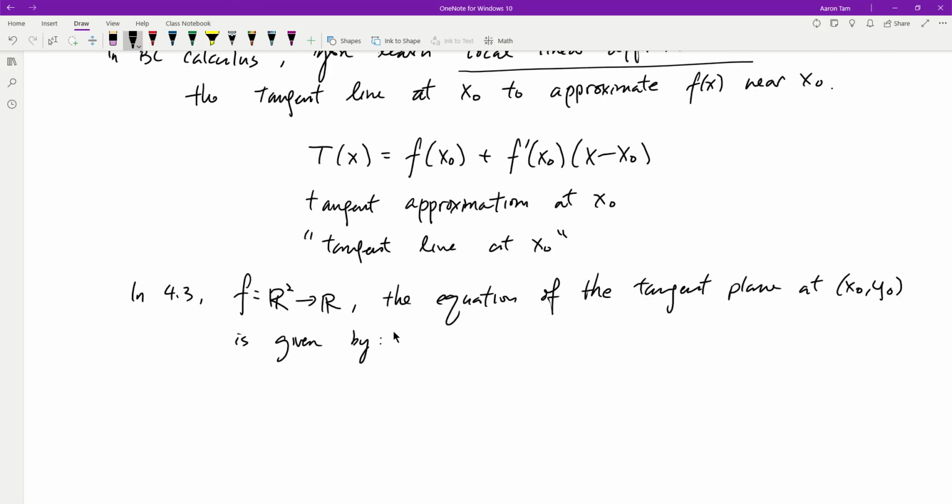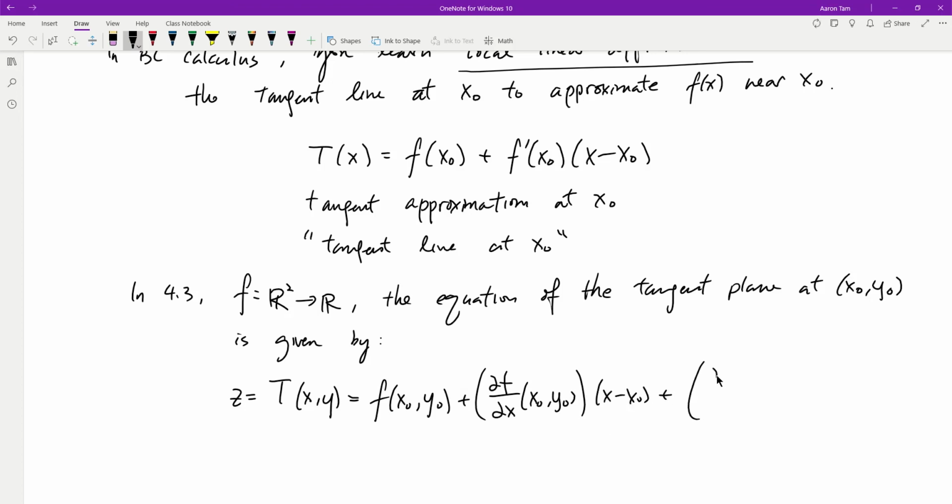And I will modify this formula slightly. If you recall, the formula says z equal to, but I'm going to call this z equal to also, but z equal to T of xy, which is equal to f of x sub 0, y sub 0, plus df over dx evaluated at x sub 0, y sub 0, multiplied by x minus x sub 0, plus df over dy evaluated at x sub 0, y sub 0, multiplied by y minus y sub 0.